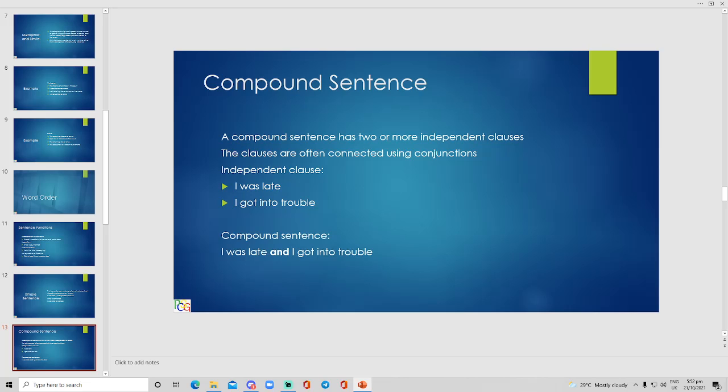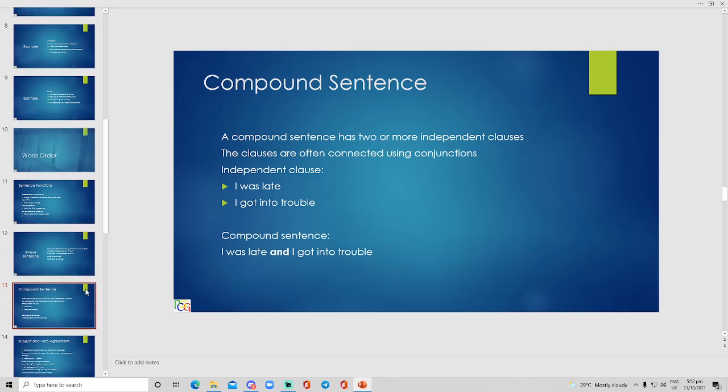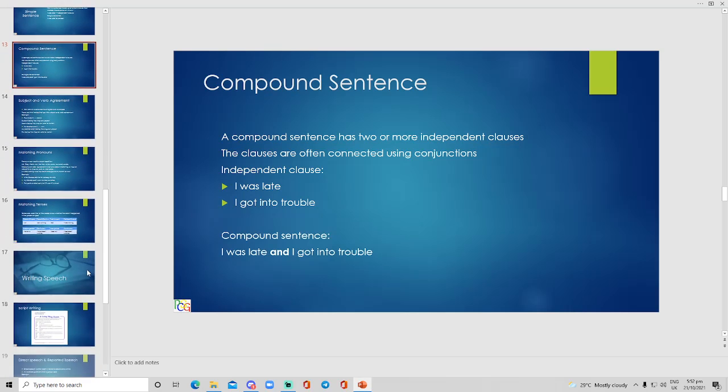already independent clauses. So I was late, independent clause. Use the conjunction and connect it to I got into trouble. So I was late and I got into trouble is now a compound sentence. Alright? So you should be able to differentiate between the two whenever you see them.